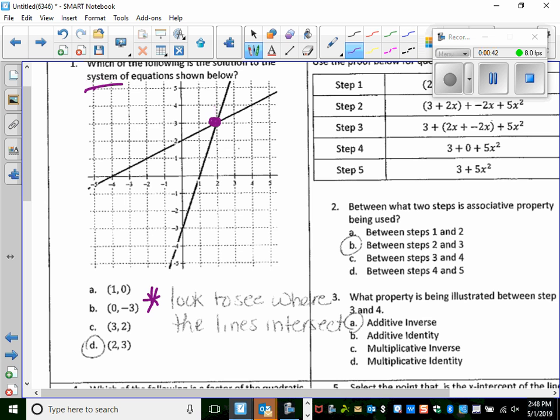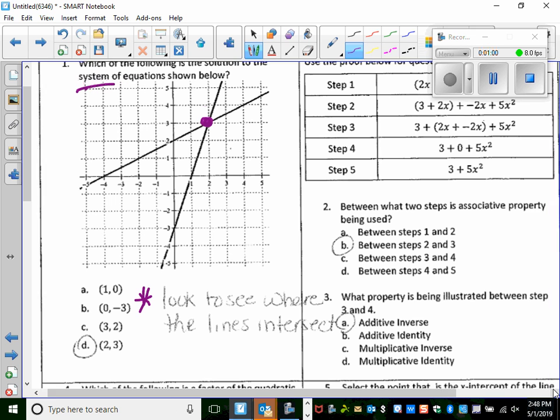Okay, so they're kind of testing a couple things here. Do you know what a solution to a system means? That means where the lines intersect. And can you read the coordinate correctly? Okay, so this is at 2, 3, right?